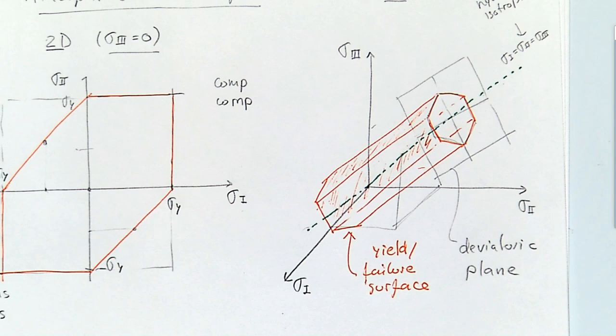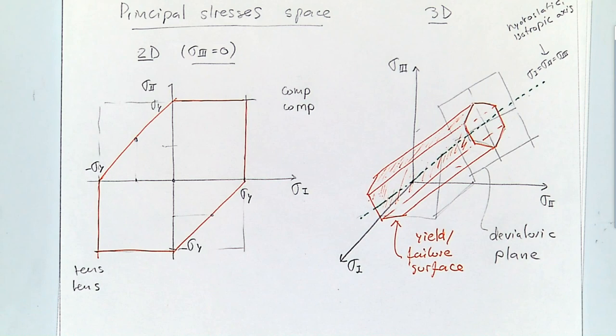Okay. There is a problem with this type of failure surface. And the problem is that it's not mathematically very friendly.